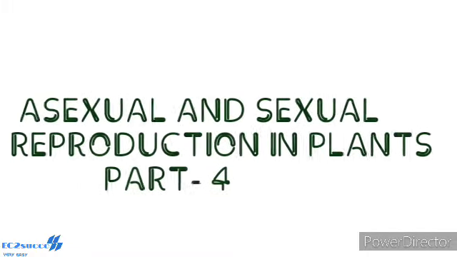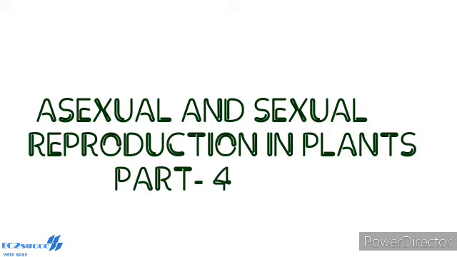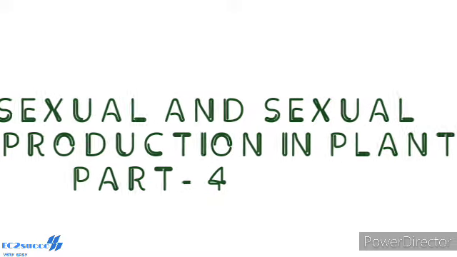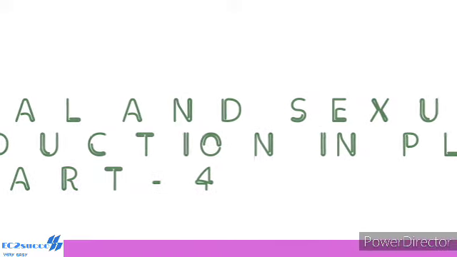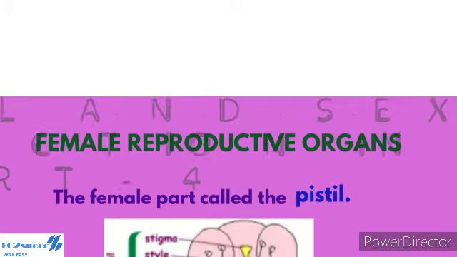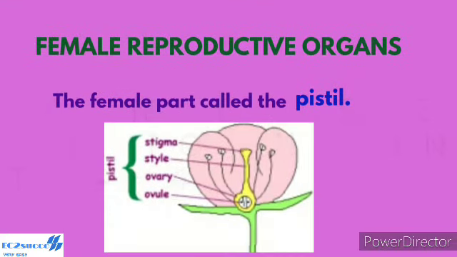In this session, we are discussing asexual and sexual reproduction in plants, part 4. Part 4's topic is the female reproductive organs. The female part is called the pistil. The pistil consists of the ovary, style and stigma.